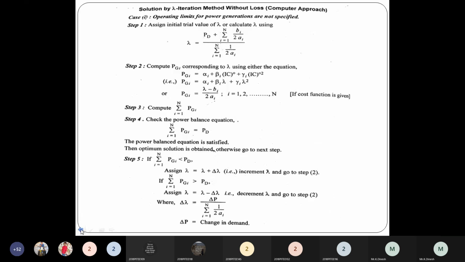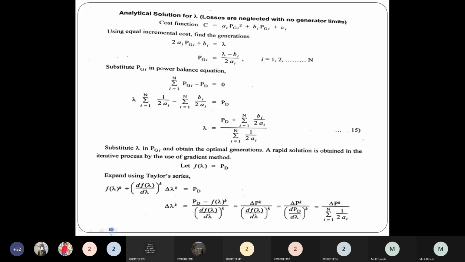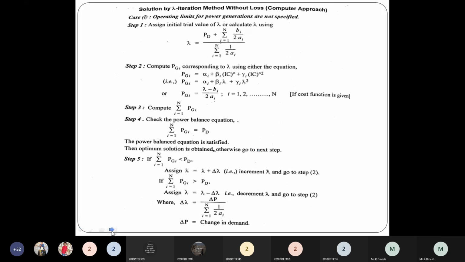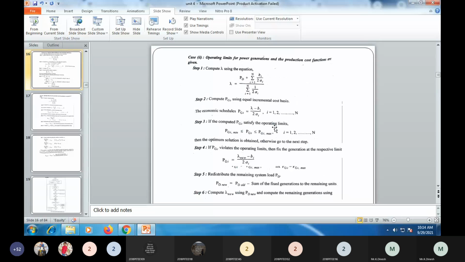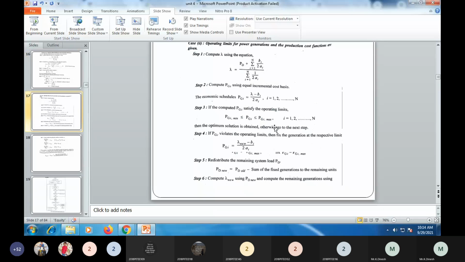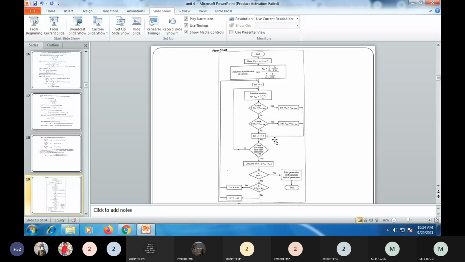I will continue in the next session: solution by the lambda iteration method without losses and with losses. It is from a flowchart and algorithm perspective, computer based. You have the algorithm and flowchart pattern, okay? Whatever is explained will be put into a flowchart. Flowchart and algorithm will be easy. We will see in the next class.